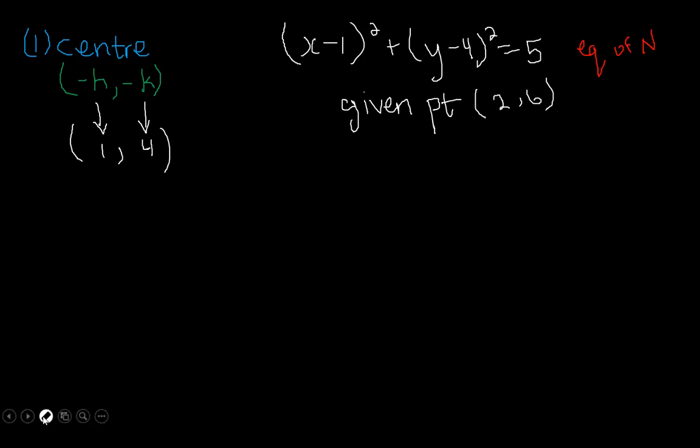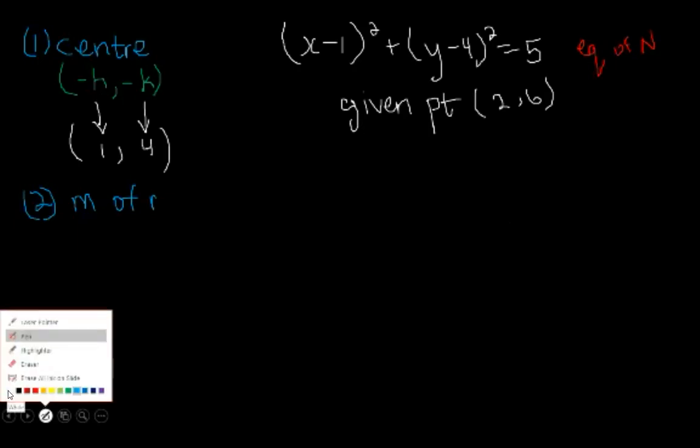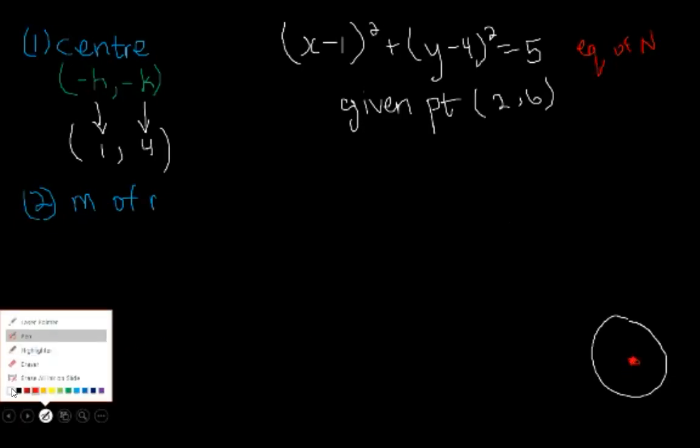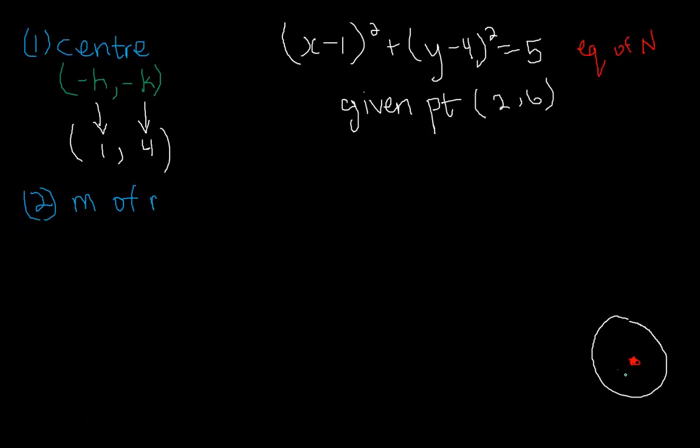The second step is to find the gradient. Remember, gradient can be denoted by m. So I'll put m of r. R is the radius. So let me draw a little sketch here. This is my center. And we now know that it has the coordinates (1, 4). So I'll put the (1, 4).